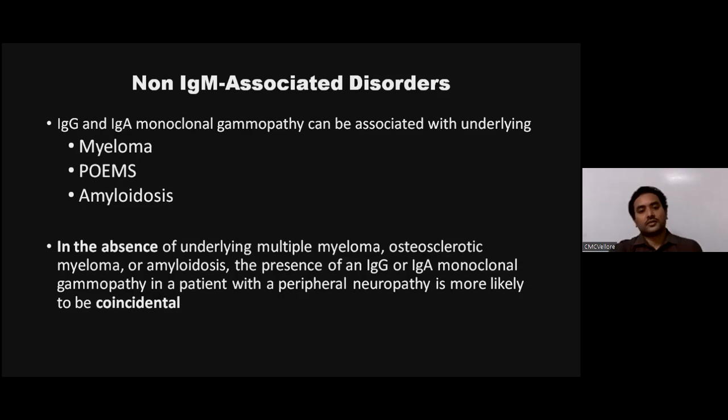So if we have a patient with unexpectedly or incidentally found IgG or IgA without the association of any osteosclerotic bone lesion, or myeloma or POEMS, then we can say that the peripheral neuropathy is most likely to be coincidental only. But this is not the case in IgM.